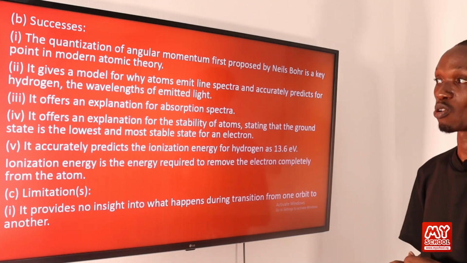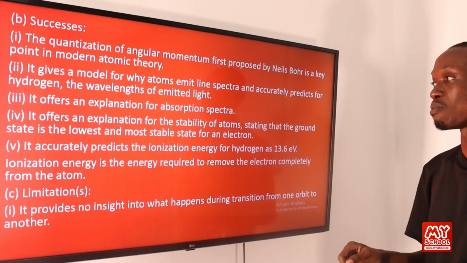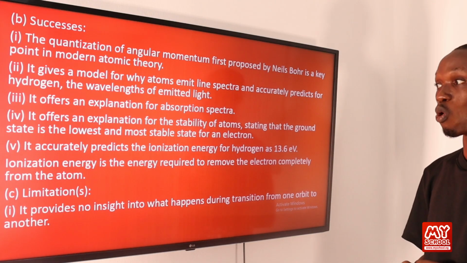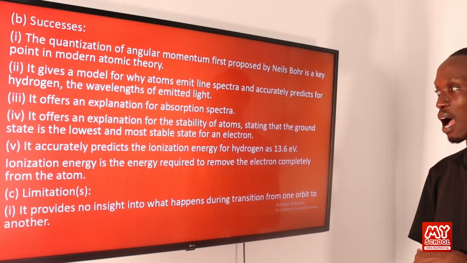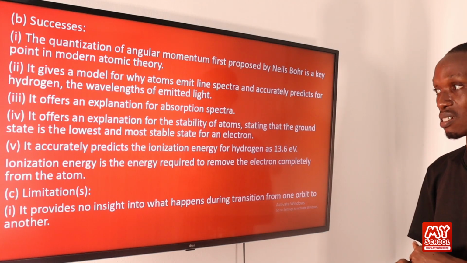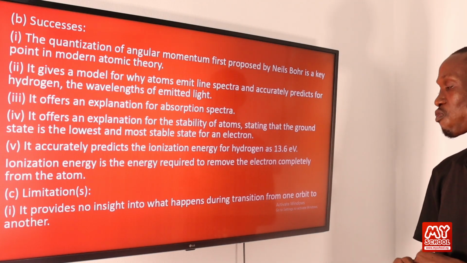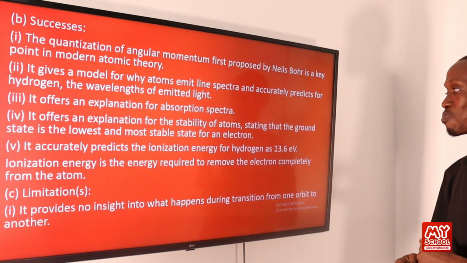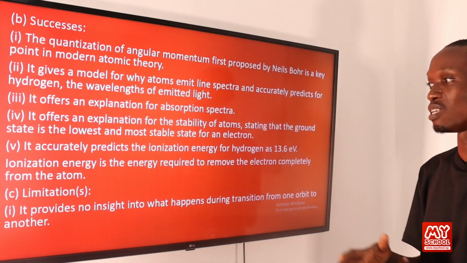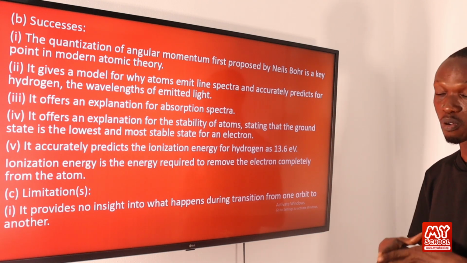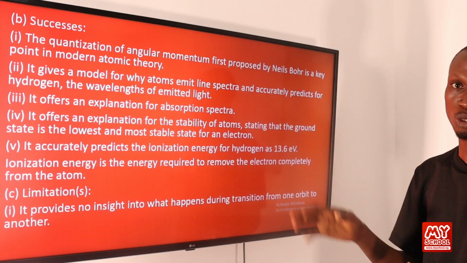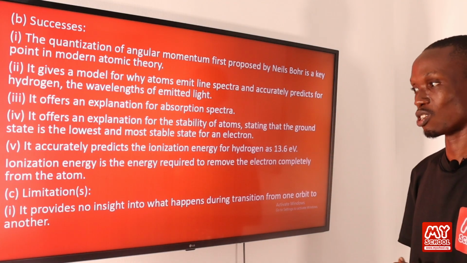Then 4, it offers an explanation for the stability of atoms, stating that the ground state is the lowest and most stable state for an electron. Then 5, it accurately predicts the ionization energy for hydrogen as 13.6 electron volts. So ionization energy is the energy required to remove the electron completely from the atom. Okay, so that is just the meaning of ionization energy.